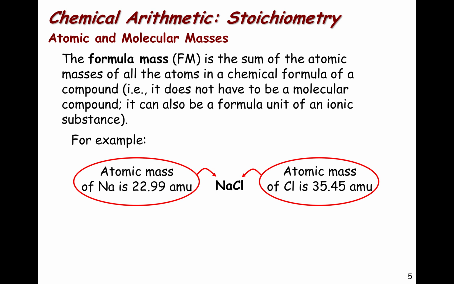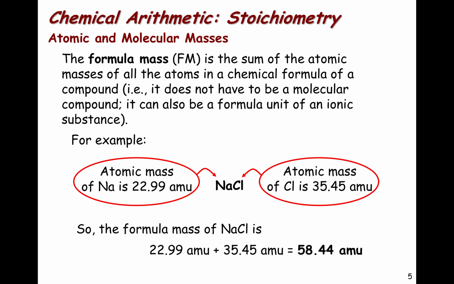As an example, a pretty simple substance, sodium chloride, table salt, is 1 sodium atom and 1 chlorine atom. If you look at the periodic table, you would find the atomic masses for each of those elements. If you add those together, you would come up with the formula mass of that particular compound.